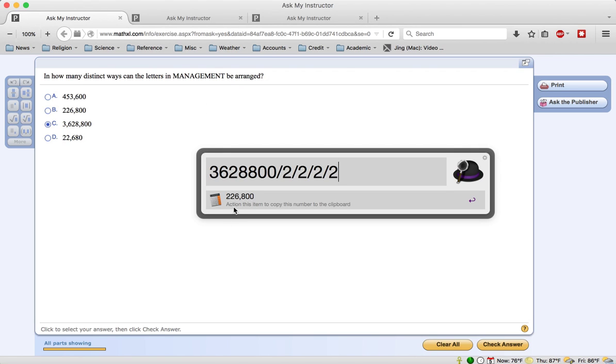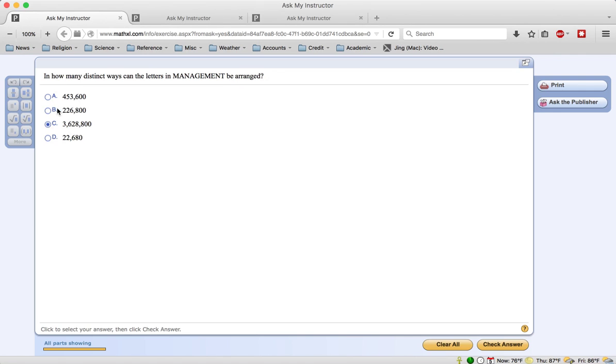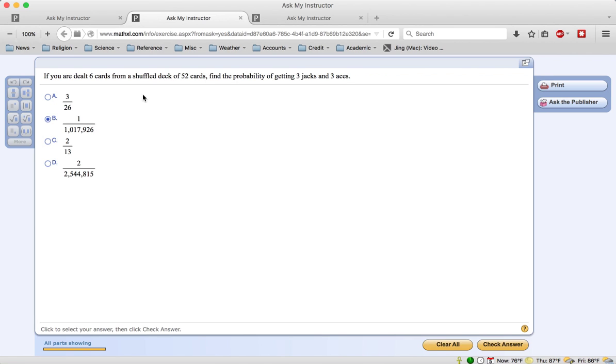In any case, looks like we got one of the answers here, 226,800. Let's go for that one, okay? And look at the second question. You dealt 6 cards from a shuffled deck of 52 cards. Find the probability of getting 3 jacks and 3 aces.